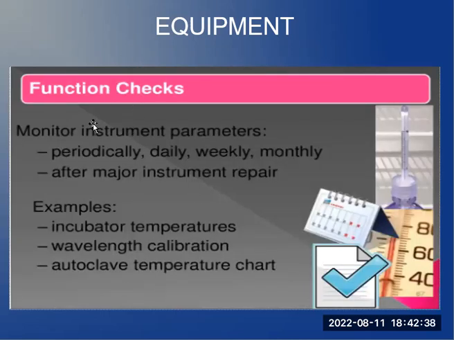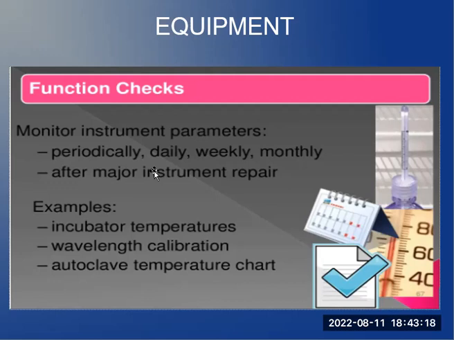Function checks. First, monitor instrument parameters. It's either periodically, yearly, every 6 months, daily, weekly, or monthly. After major instrument repairs, you need to check if these parameters are in tune or correct. Like the pressure of the arms of the machine, the pressure of the pivotor inside the machine, the sucking and blowing.